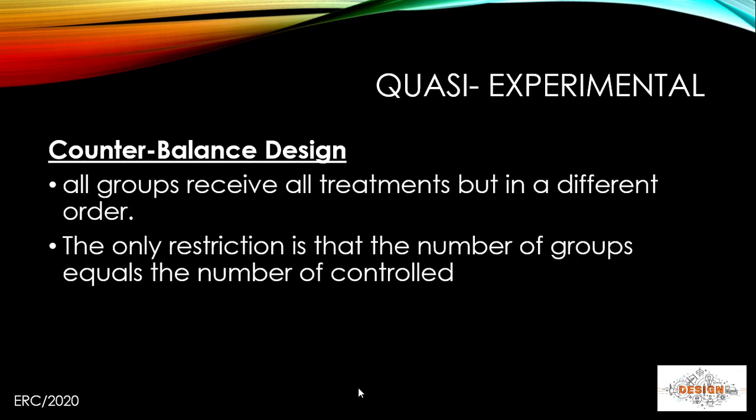Okay, so moving on, the counterbalance design: all groups receive all treatments but in a different order. The only restriction is that the number of groups equals the number of treatments. Counterbalancing is a procedure that allows the researcher to control the effect of nuisance variables in designs where the same participants are repeatedly subjected to conditions, treatments, or stimuli.